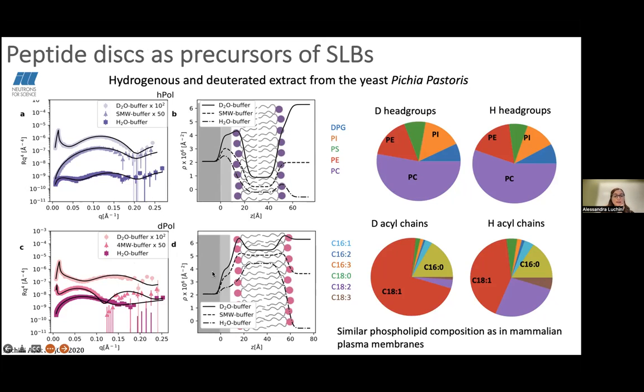And here you can see the data that we collected for both the hydrogenous and the deuterated extract using the peptide disc as sample preparation method, and once again obtaining satisfactory results for the production of good quality supported lipid bilayers.